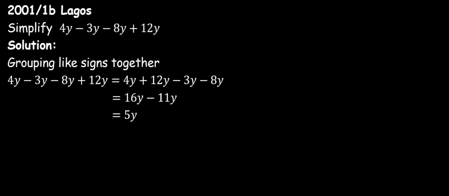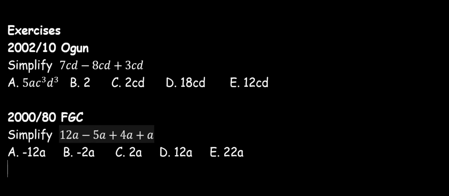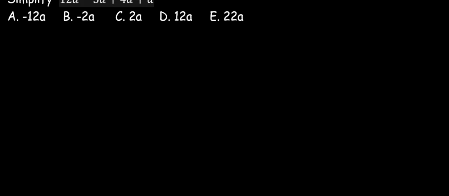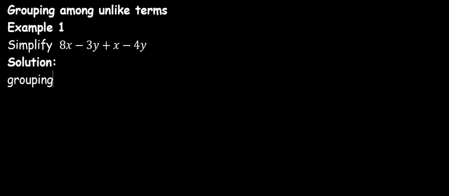Next, we have a few exercises for you to try your hands on, and we'll proceed right away to the new subtopic, grouping among unlike terms. Example. Simplify 8x minus 3y plus x minus 4y. Solution. Grouping like terms together.